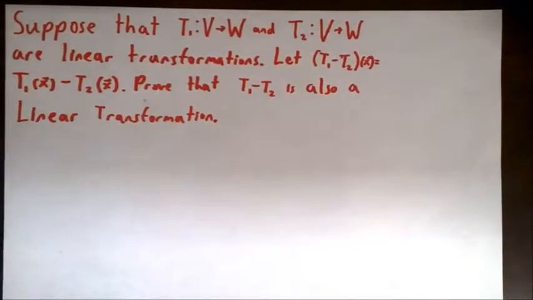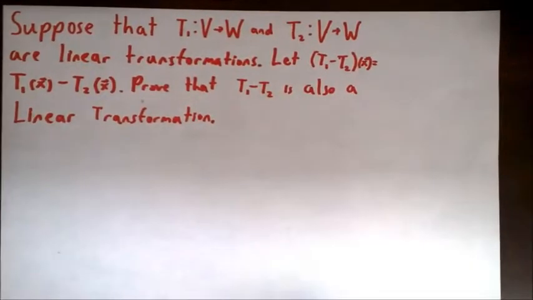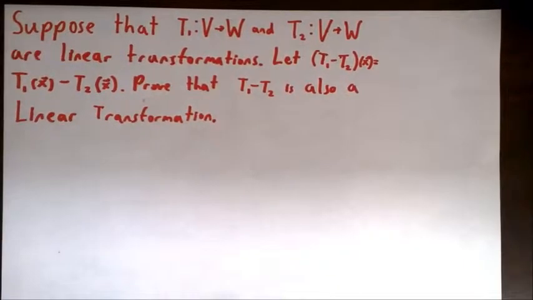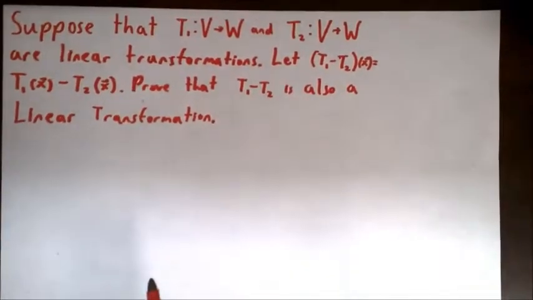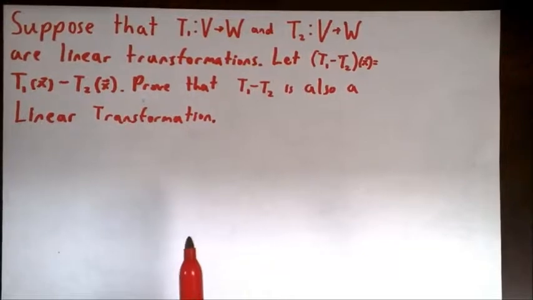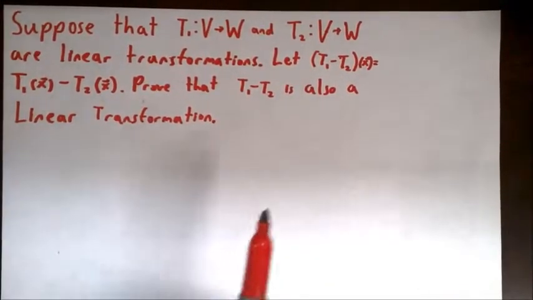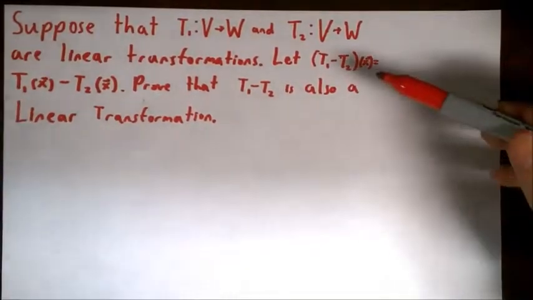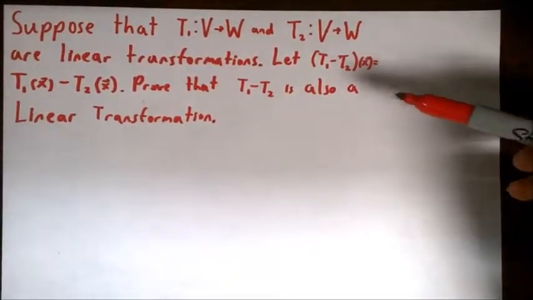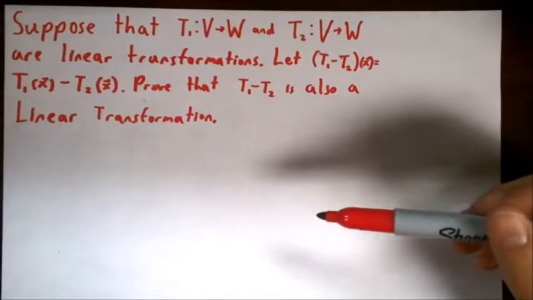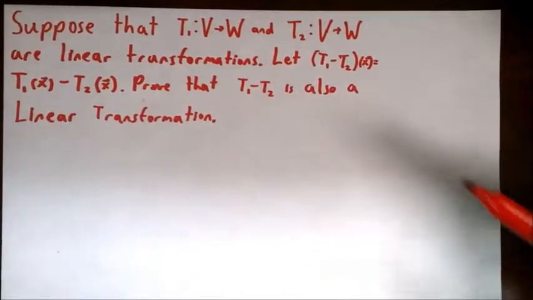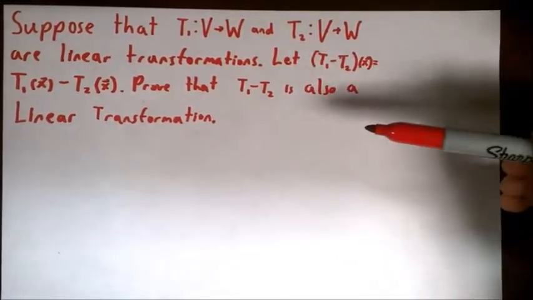In this video, I'm going to show you how to prove that a transformation is linear. For this sample question, we suppose that transformation T1: V to W and transformation T2: V to W are linear transformations. We're going to let (T1 - T2)(x) = T1(x) - T2(x), and prove that the difference between the transformations is also linear.